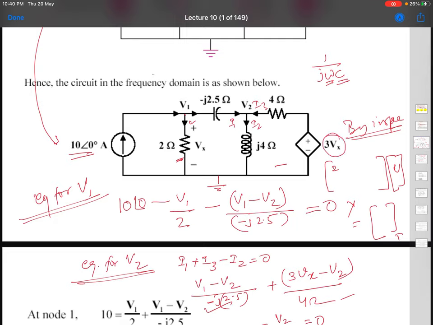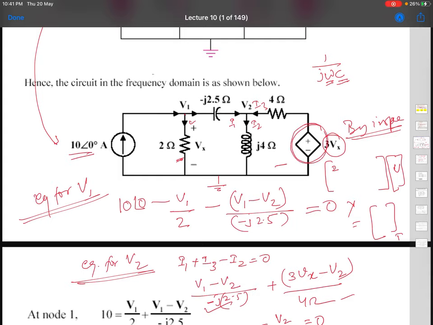Okay, there is a problem here. There is a dependent source, so that comes in our way. So we cannot write by inspection. But if this was not there, we could have written it by inspection. So I'll not write by inspection. It's not possible. It won't be correct to do it that way.